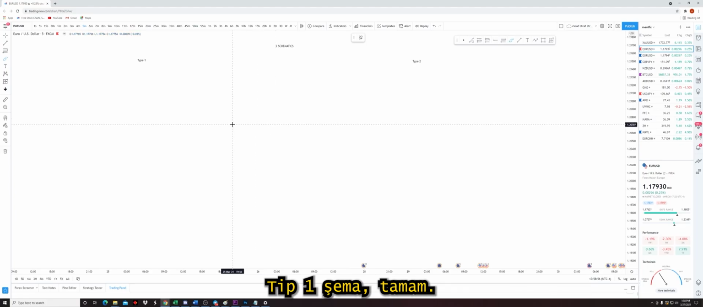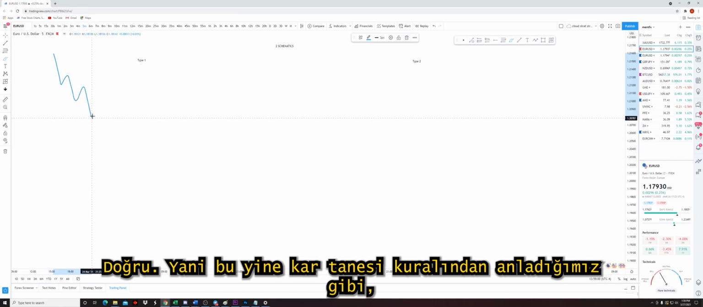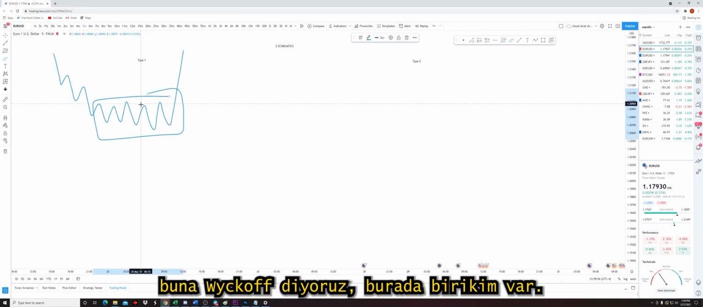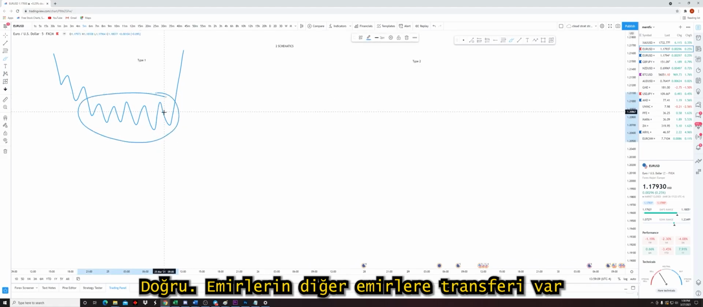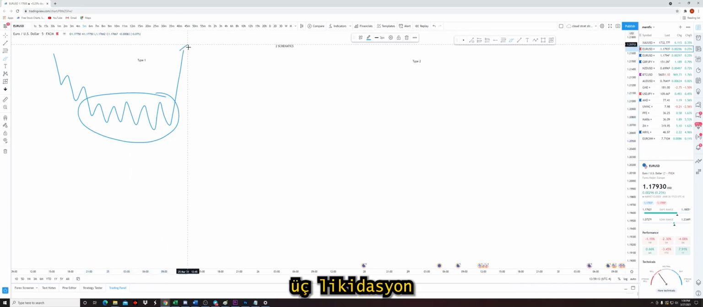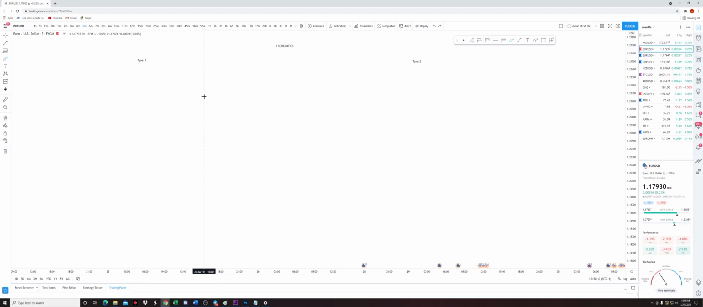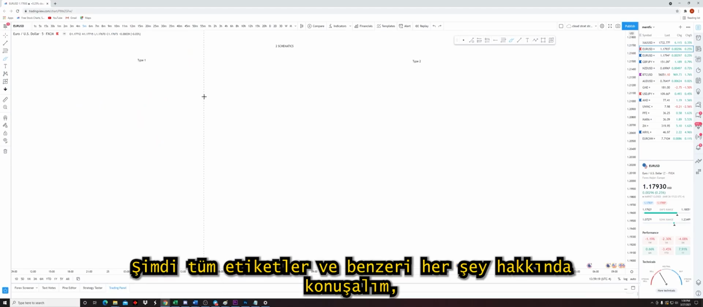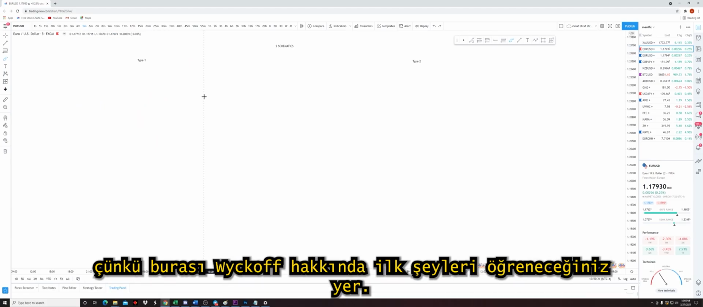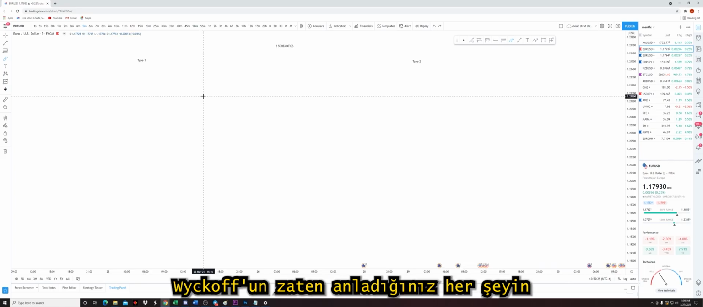The type 1 schematic, okay? Let's consider we're in a bearish trend, and we're looking for whatever price action is happening in here, right? So this, again, as we understand from a snowflake rule, this, if we circle it, is what? Wyckoff. There's accumulation here, right? There's a transfer of orders into other orders that is resulting in this move right here. Now, a type 1 schematic ultimately is explained by what you could call 3 liquidations, or a schematic with a spring.